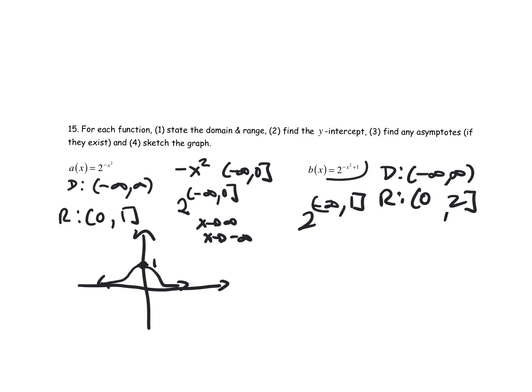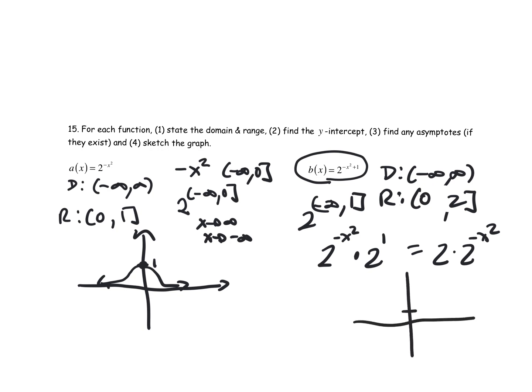But what might be helpful is comparing this to part A, because if I split up the exponent here, it's the same as saying 2 to the negative x squared times 2 to the 1, or 2 times 2 to the negative x squared. So it's just the previous graph, but vertically stretched by a factor of 2. So instead of the y-intercept being at (0, 1), it'll be at (0, 2), but we're going to have the same kind of look. So that's what you want to think about. Again, always welcome to plot points.